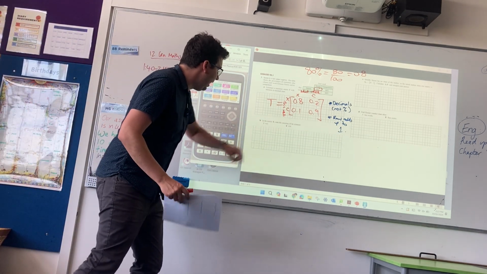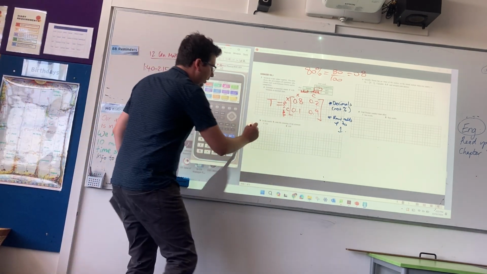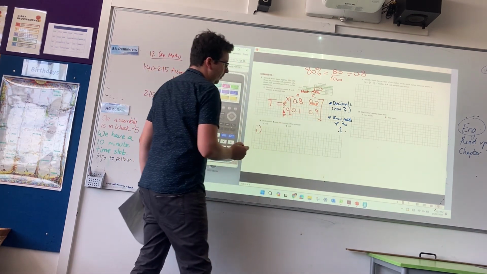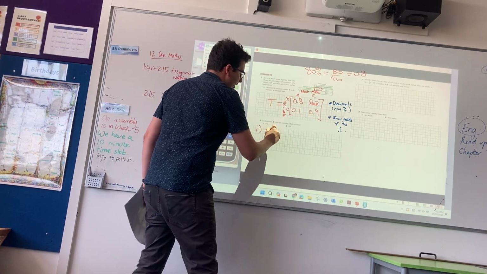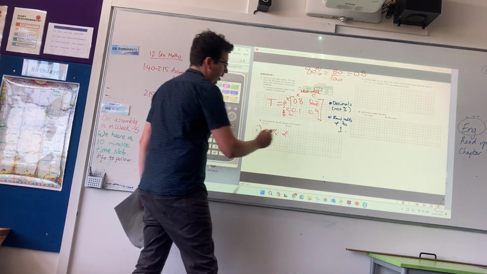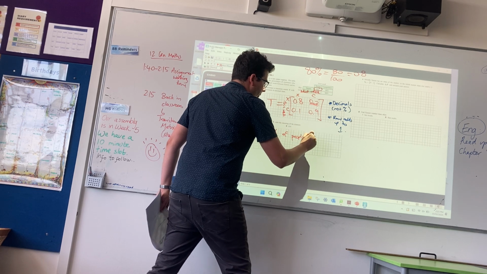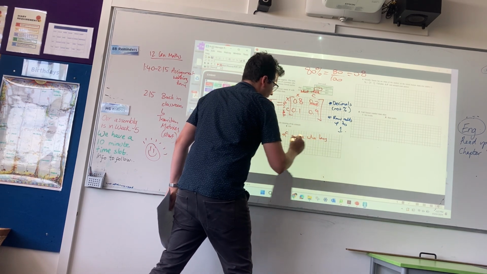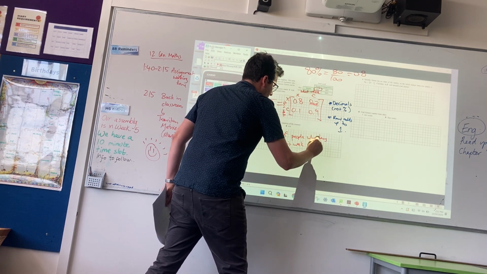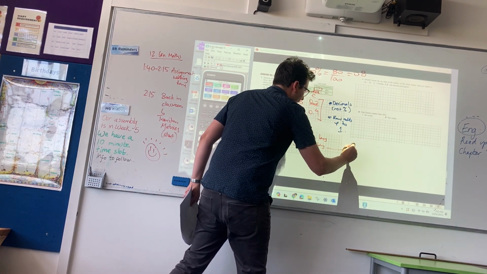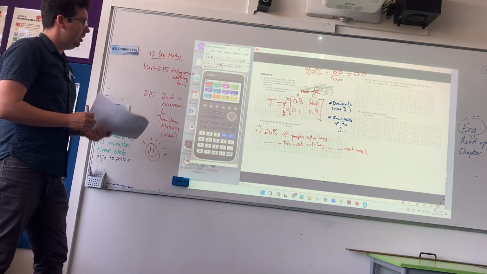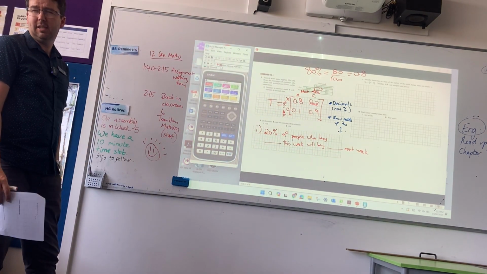Okay, in the matrix T, state the meaning of the element 0.2. So the 0.2 is here. That's representing 20% of people who buy blank this week will buy blank next week. There's 2 blanks there. Can we fill in those blanks?